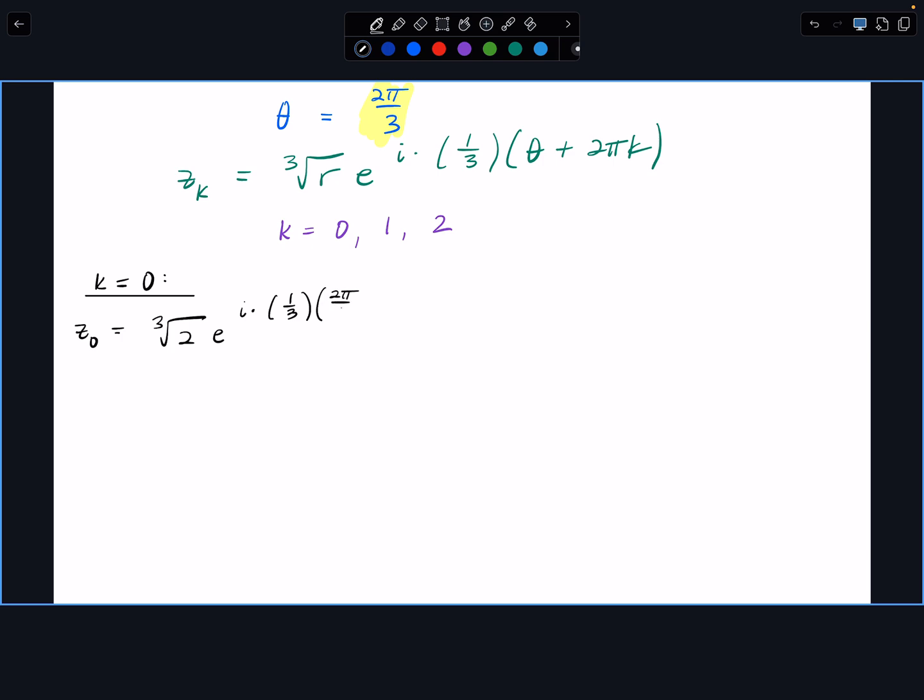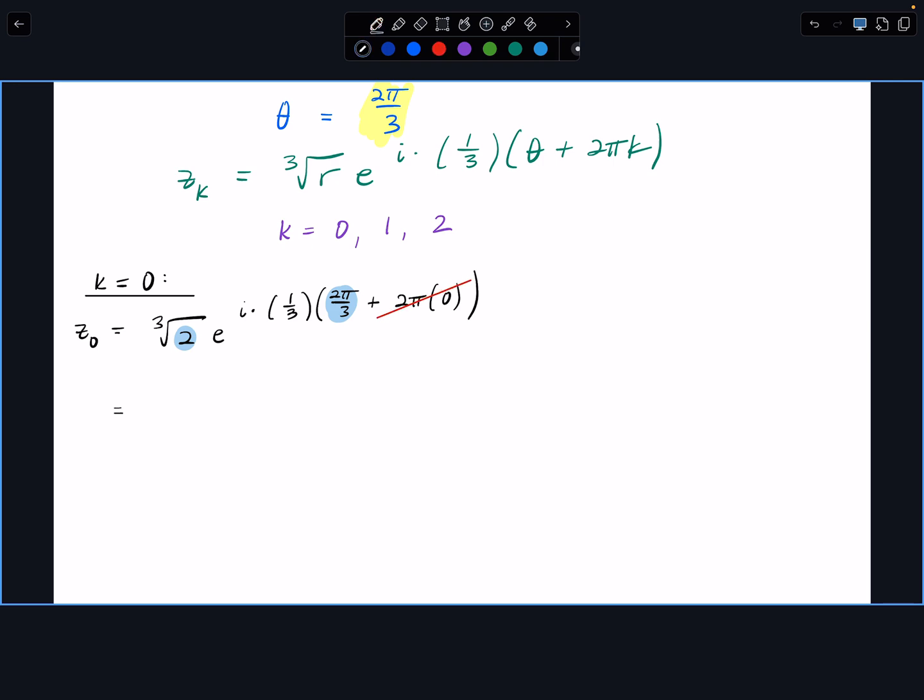2 pi over 3 plus 2 pi times, what was k? 0. So I want to highlight this and this so that way you guys can see this is going to be the same numbers in every step. The only thing that's going to change, guys, is k. The k value is the only thing that's going to change. So hopefully that makes sense. So this first one's really easy because what's 2 pi times 0? 0. So this just goes away.